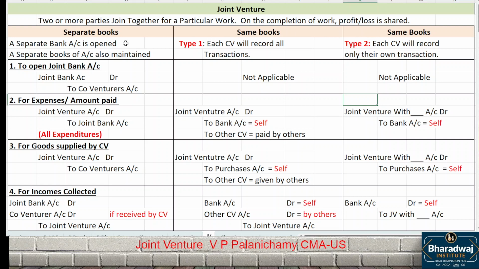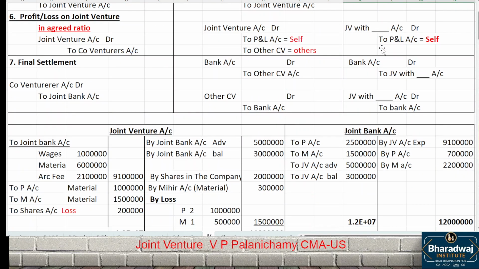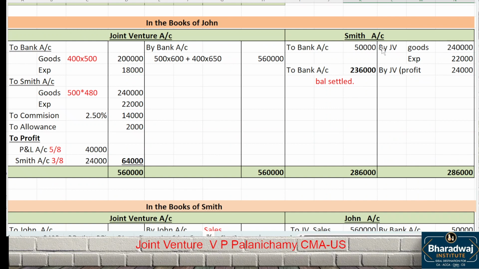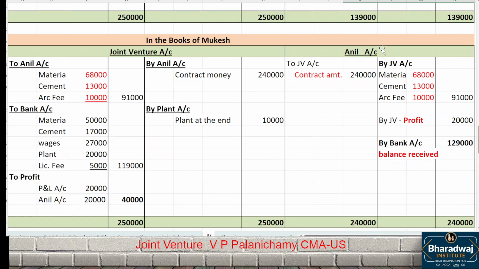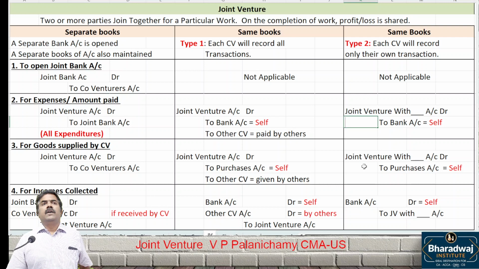Wait, we have done separate books, same books. Type 1, each venture records what? Full transaction. Next, same books, but I will record my transaction only, you will record your transaction only. That model we will do. Okay, let us take a break of about 10 minutes. We will continue, pay attention.